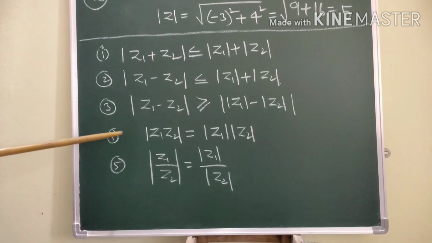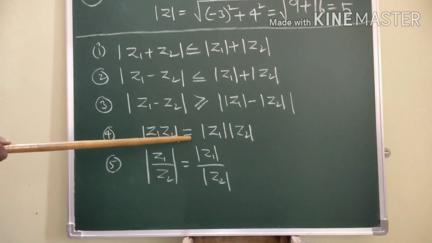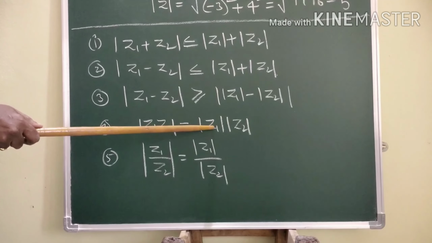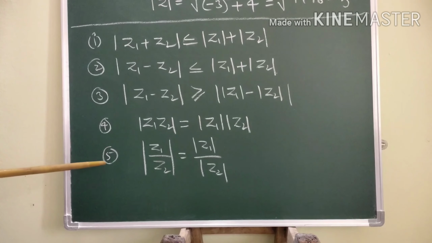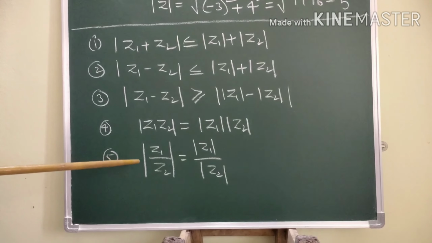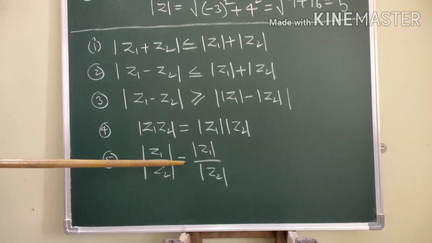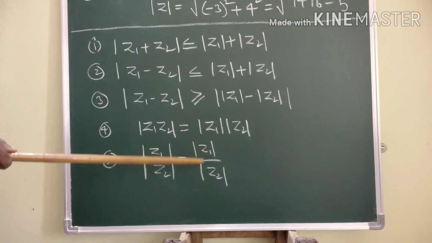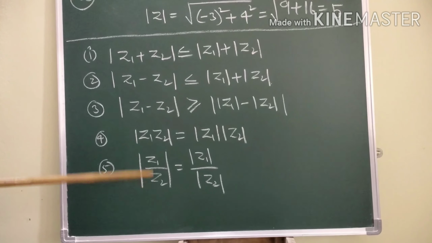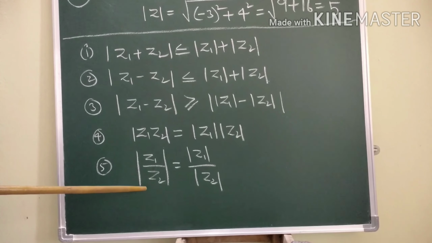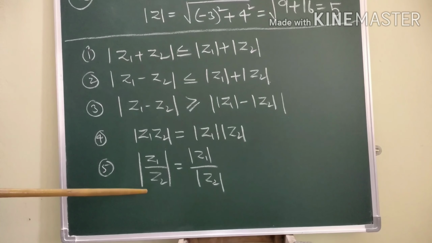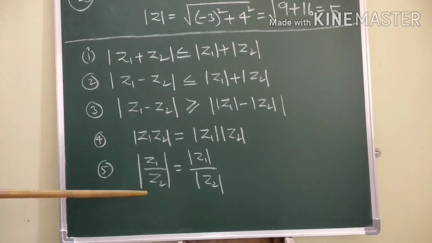Fourth one, mod z1 z2 is equal to mod z1 into mod z2. Fifth one, mod z1 by z2 is equal to mod z1 by mod z2. So this is about modulus of complex number and its example and identities on modulus.